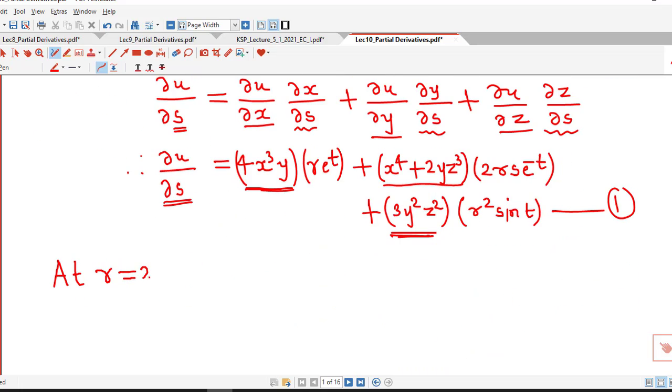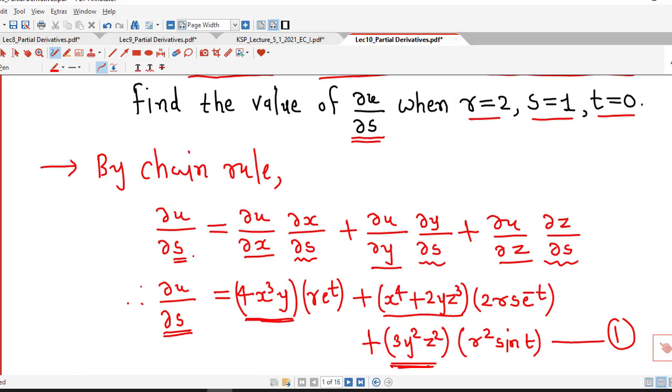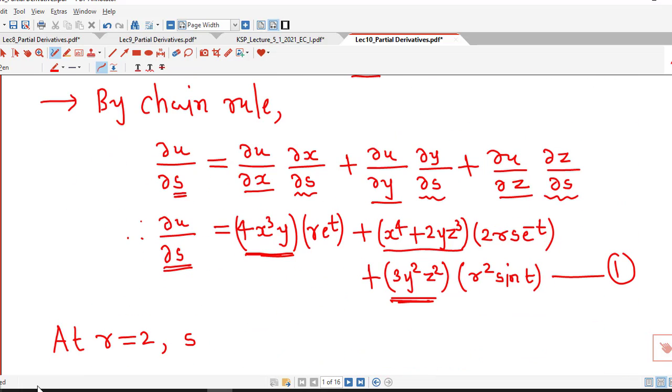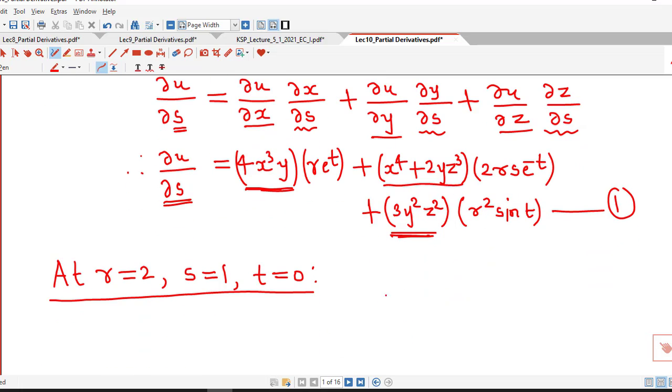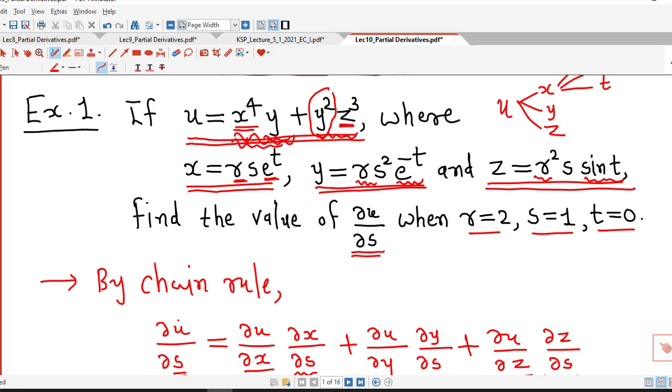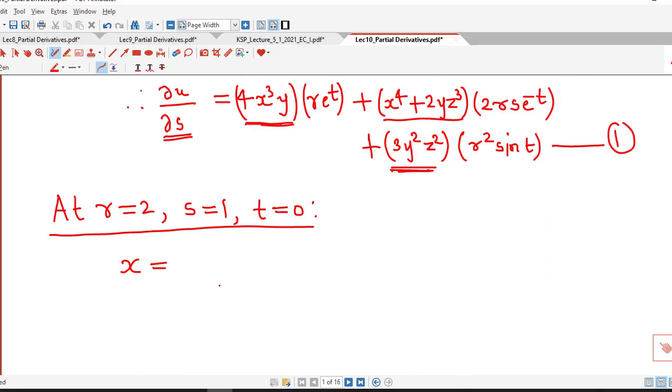So we write at r equal to 2, s equal to 1, t equal to 0. At these values of r, s, t, first we calculate what is x. So x is given by r, s, e raised to t. So r, s is 1 and e raised to t means e raised to 0. So value of x is 2.